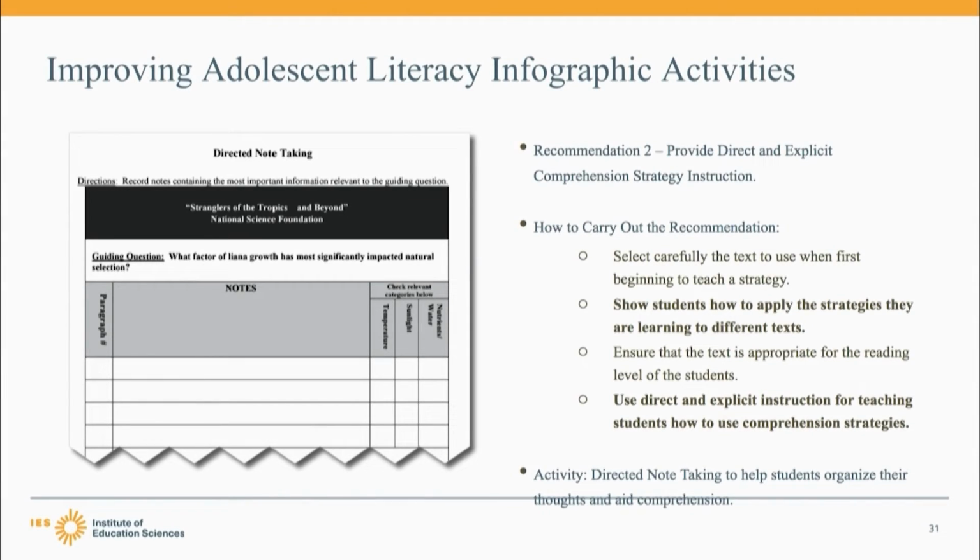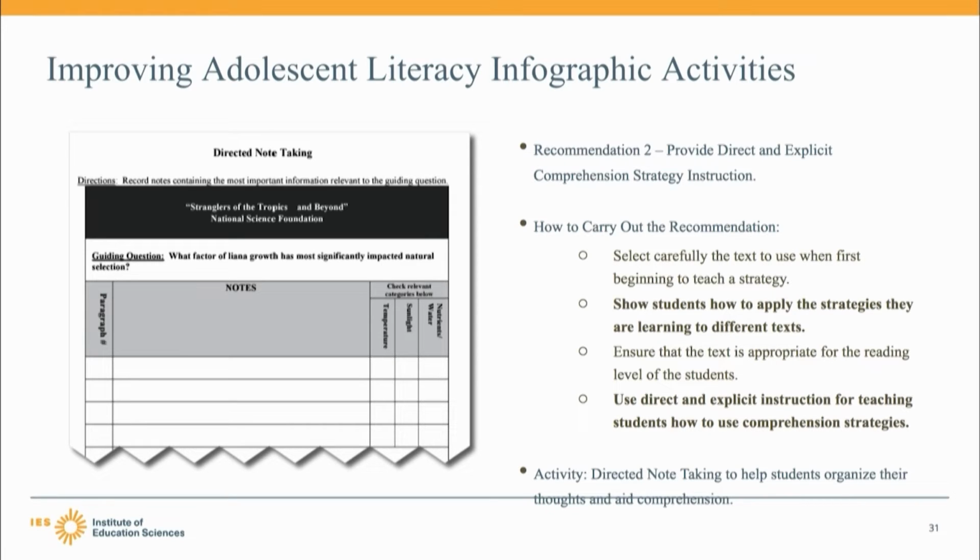So here you see the recommendation for providing direct and explicit strategy instruction and the steps for carrying out that recommendation. We're going to focus on showing students how to apply strategies they are learning to different texts and using direct and explicit instruction for teaching students how to use comprehension strategies. You also see an example of a graphic organizer that can help us organize our thoughts.